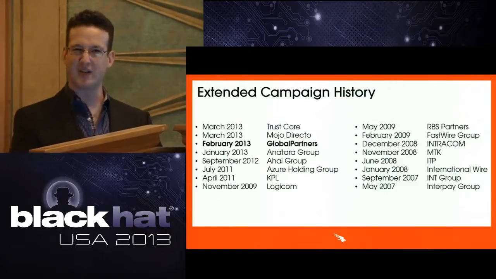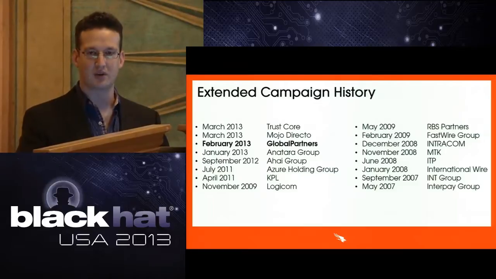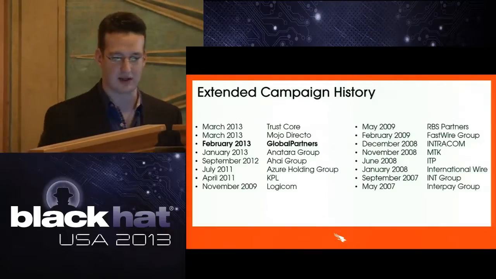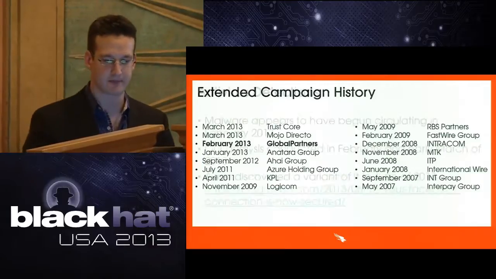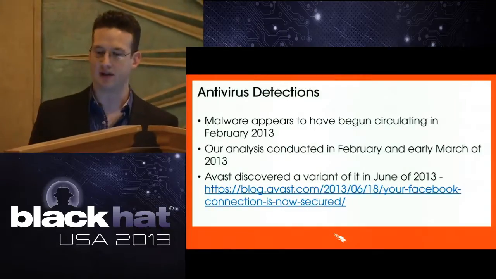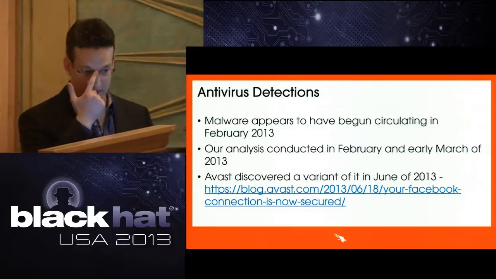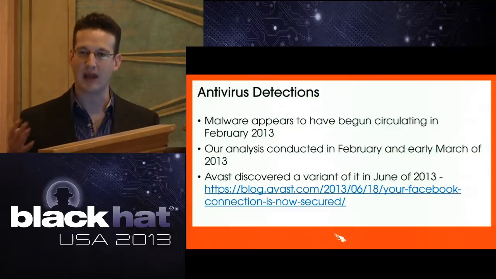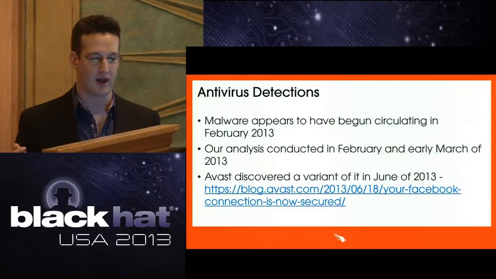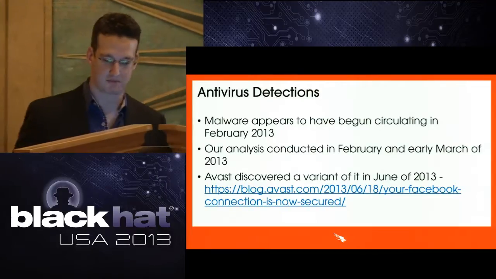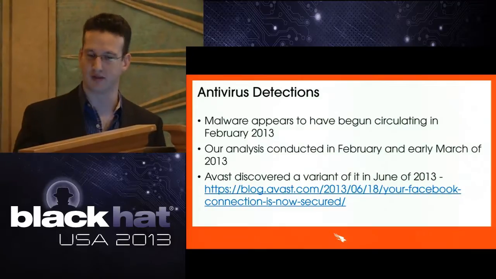So you're probably thinking, well, Jason, given how active this seems to be, surely antivirus companies have been looking at this pretty seriously and taking it as a legitimate family. Well, maybe not. So it seems pretty evident that the malware very likely began circulating in February of 2013, and we were analyzing it in February and March. 4 months after the malware started spreading in the wild, Avast discovered a variant of it and blogged about it. So better late than never for sure.